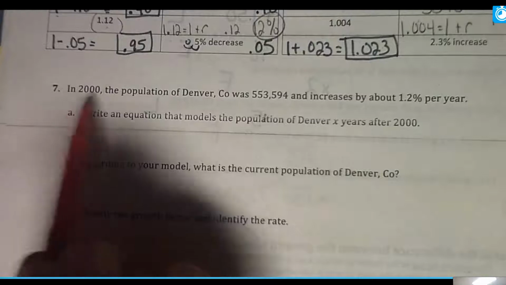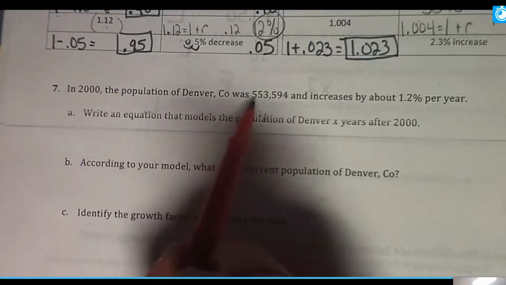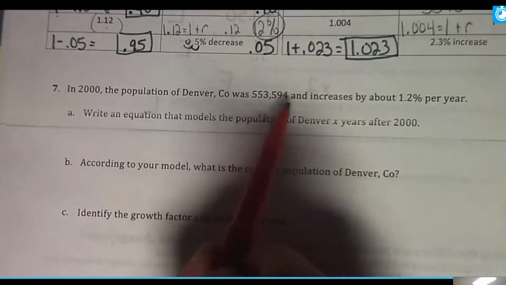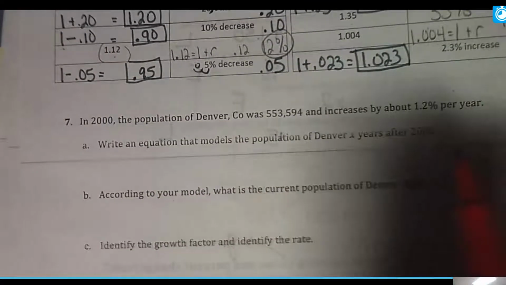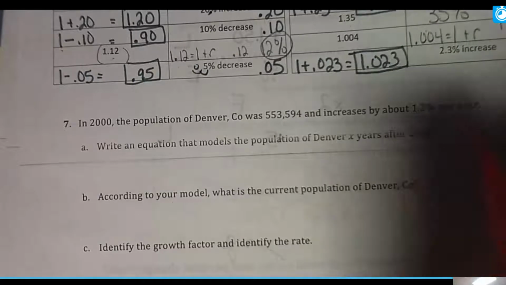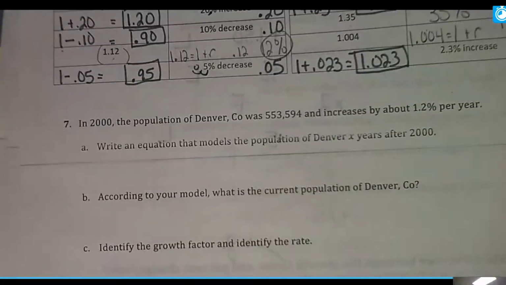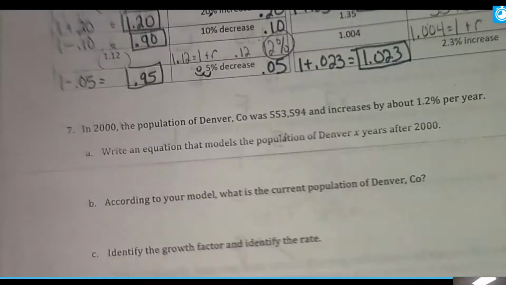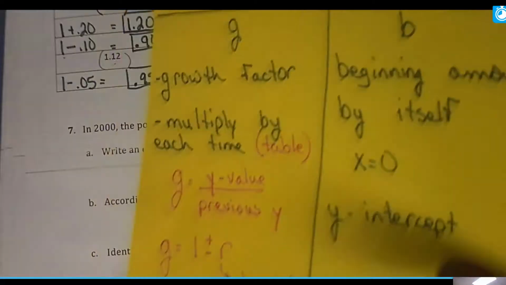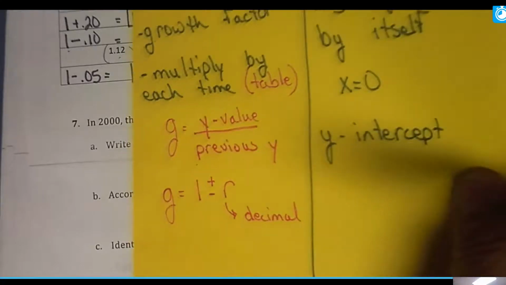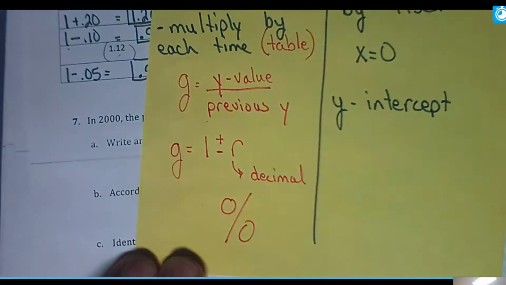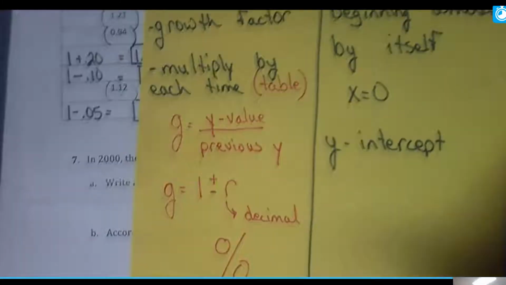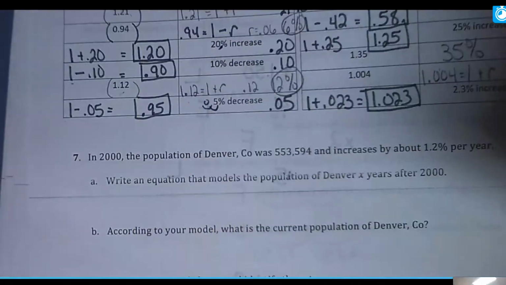So in 2000, the population of Denver was 553,594, and it increases by about 1.2% per year. So again, as soon as you see a percent, and now that I'm saying that, I want you to grab your cheat sheet that we made. If you see a percent, okay, see where I wrote that? That automatically means it's exponential.